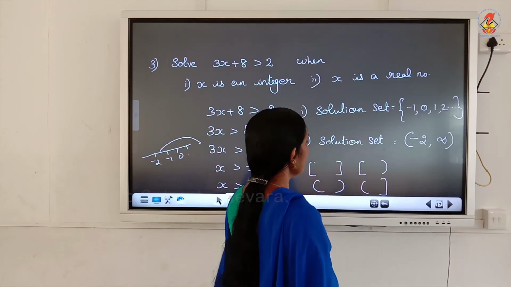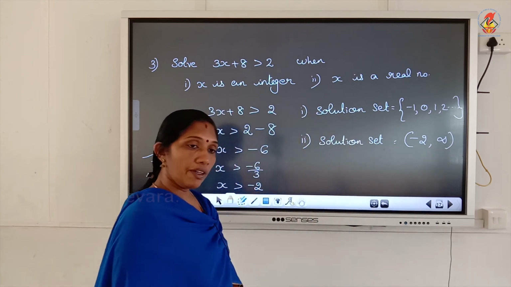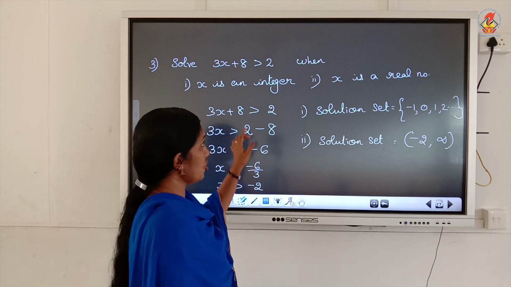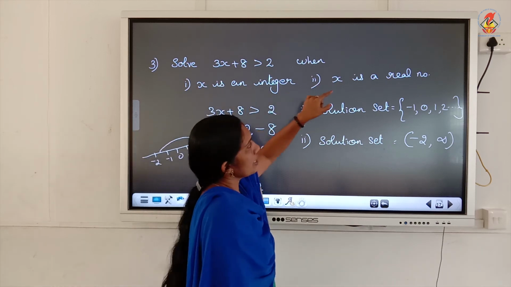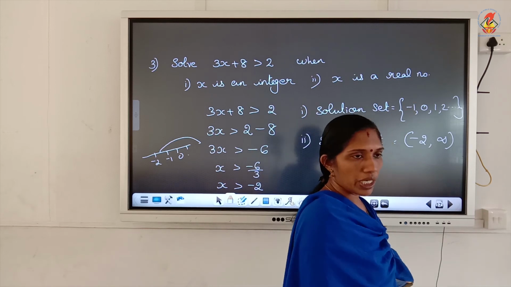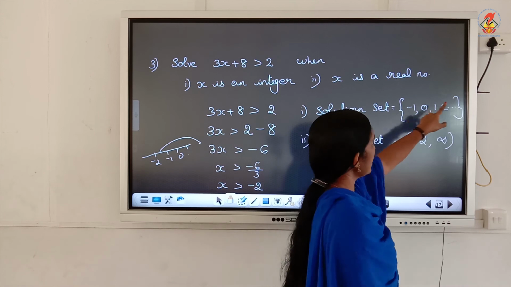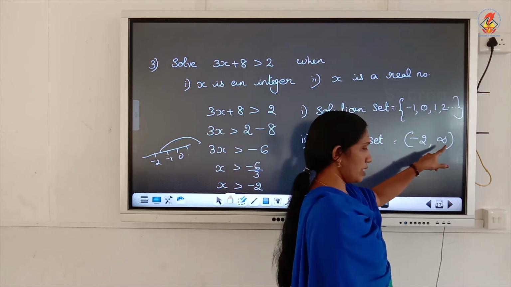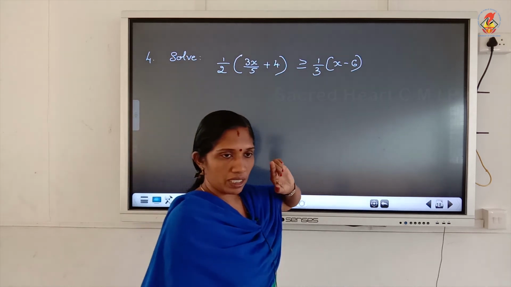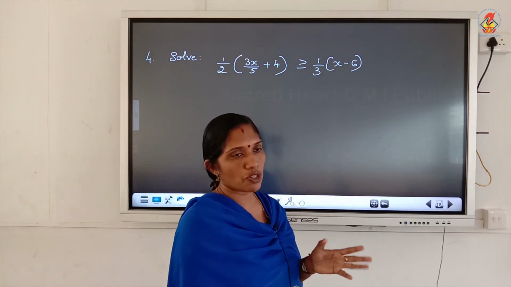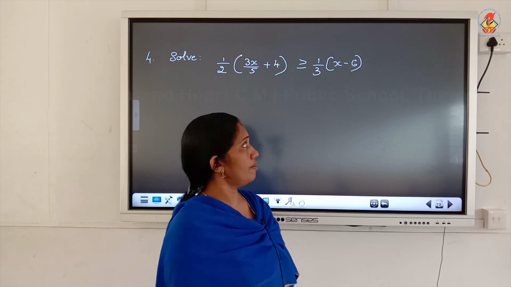So the solution set is like this. And if in the question it is not mentioned whether x is an integer, a real number or a natural number, then you have to write the solution set with the set symbol. For real numbers you use this. Look at the next question. Here it is not mentioned whether x is an integer or a natural number. So you have to write as real numbers.